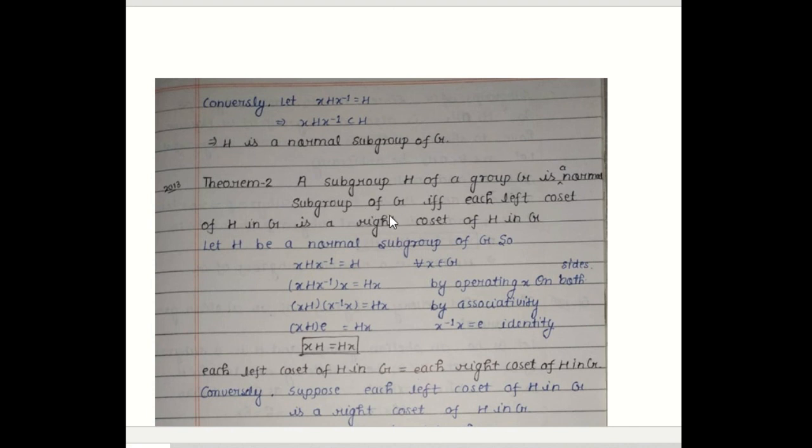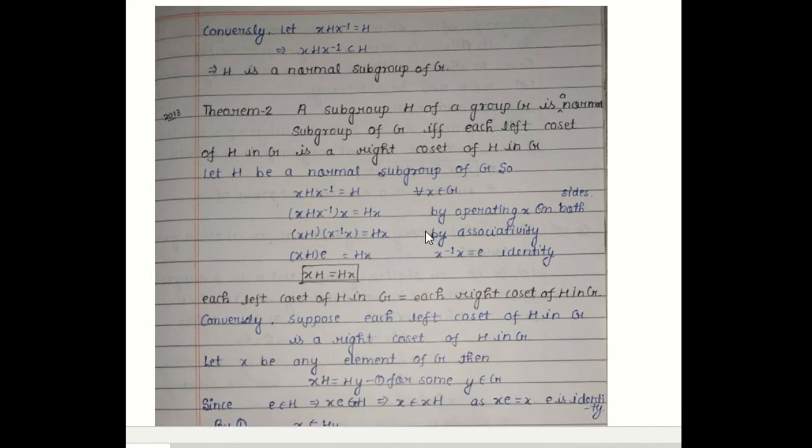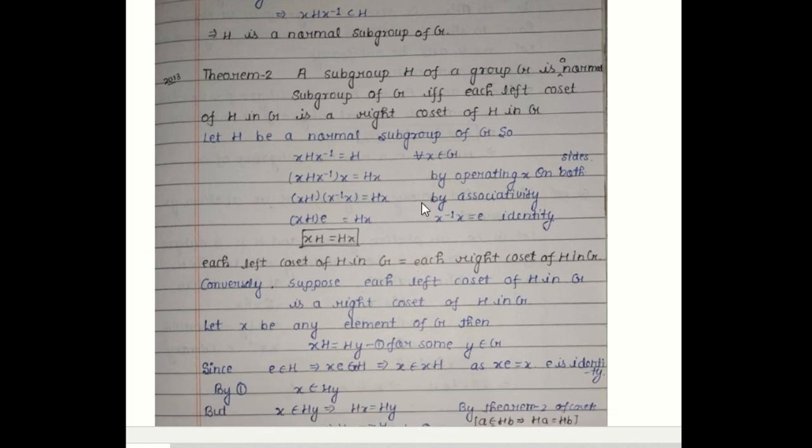Now we move to the second theorem, which says that a subgroup H of a group G is a normal subgroup of G if and only if each left coset of H in G is a right coset of H in G, irrespective of whether the group is abelian, that is, whether it has commutativity or not. This property holds: H will be a subgroup of group G, and this subgroup will be normal if and only if each left coset of H in G is a right coset of H in G. In the last lecture, I discussed cosets.